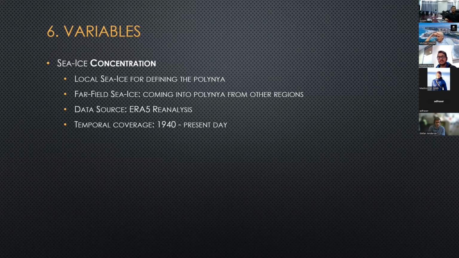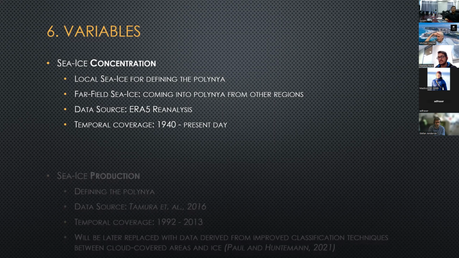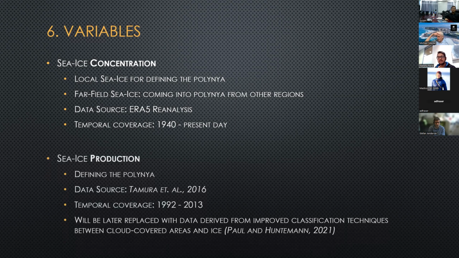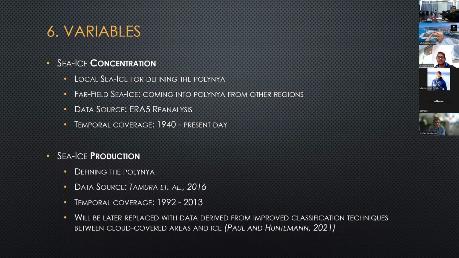Next is the sea ice production data, which we will be using for defining the polynya. For this, initially we will be using data from Tamura 2016, which has a temporal coverage of 1992 to 2013. And later we will be replacing it with a state-of-the-art dataset derived from improved classification techniques between cloud-covered areas and ice.